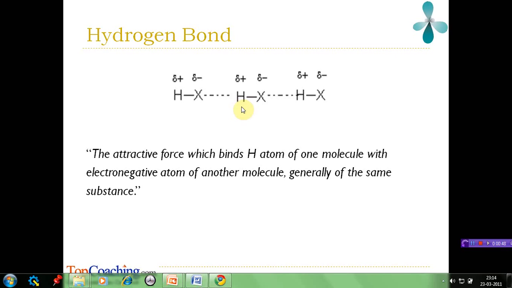Now, it may repeat several times, leading to the association of several molecules forming a cluster, such as water. It may even act as a bridge between two oxygen atoms, and is found in many compounds such as hydrogen fluoride, ammonia, etc.